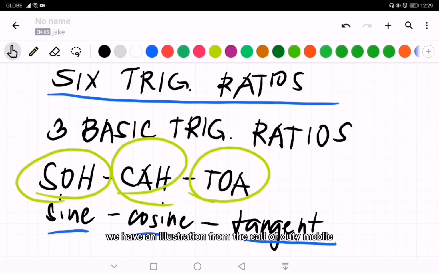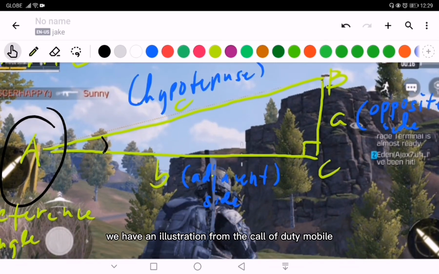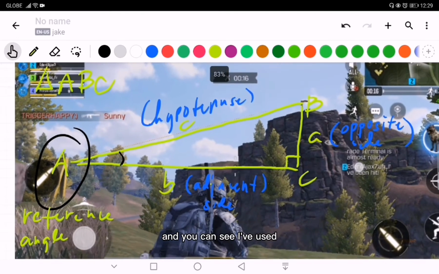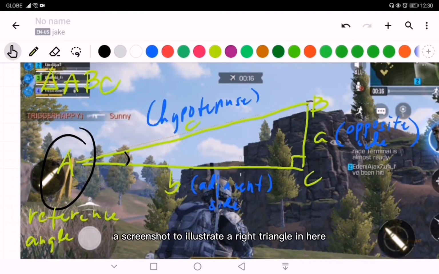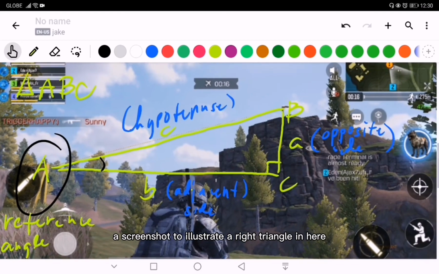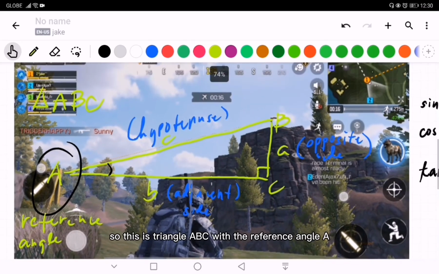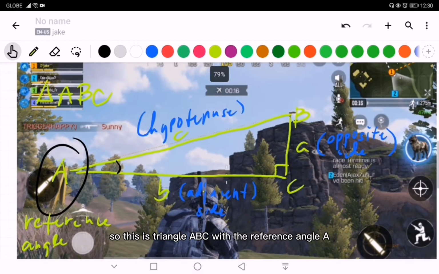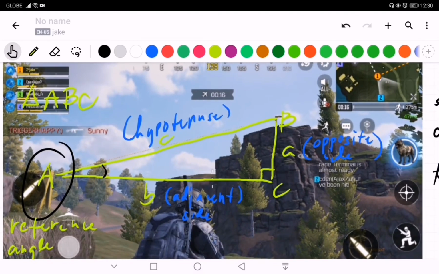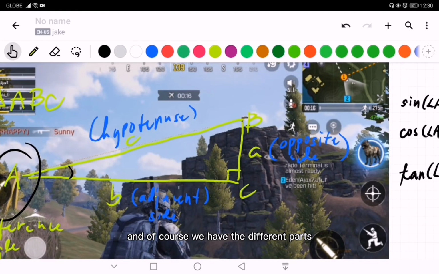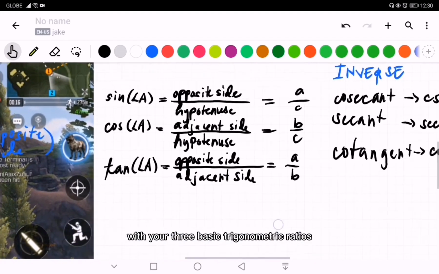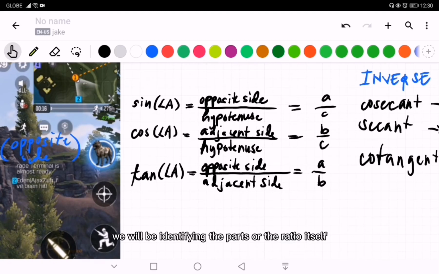So right here we have an illustration from the Call of Duty Mobile, and as you can see I've used a screenshot to illustrate a right triangle in here. So this is triangle ABC with the reference angle A, and of course we have the different parts, the opposite side, the adjacent side, and then the hypotenuse. So with your three basic trigonometric ratios, we will be identifying the parts or the ratio itself.